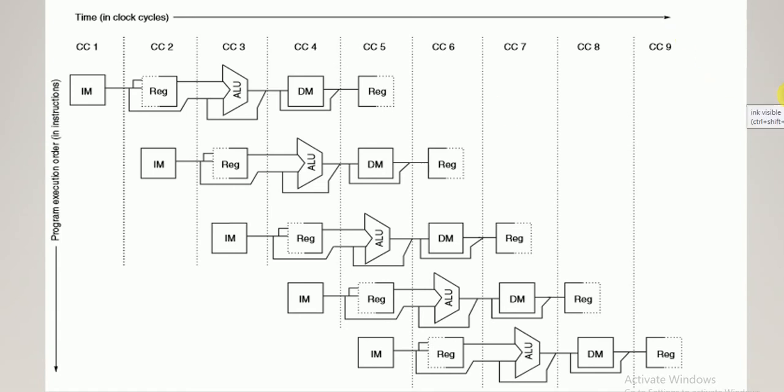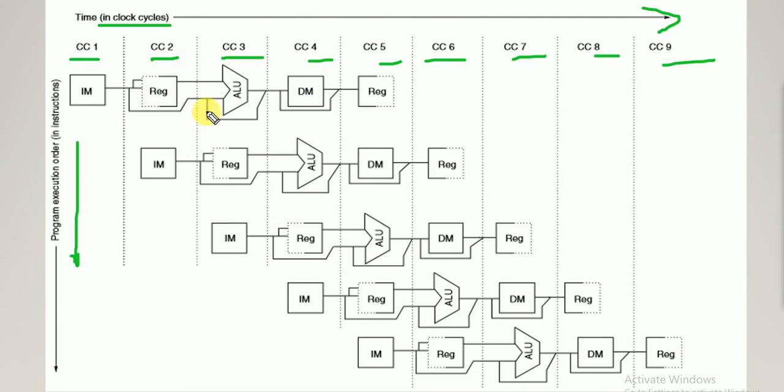The same thing is given in a different figure here. Now this is the program execution order on the y-axis, and this is the clock cycle: clock cycle 1, 2, 3, 4, 5, 6, 7, 8, 9. Now this is instruction memory. So now the operations are converted into the corresponding resources, the devices that are used for performing that task. So this is the instruction memory.